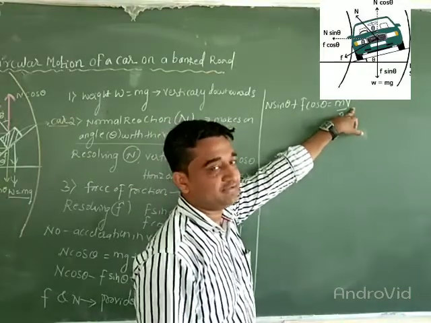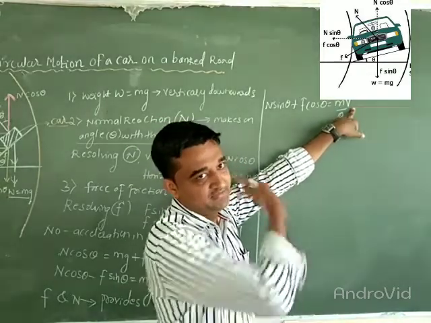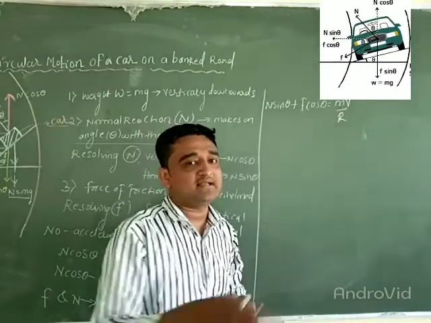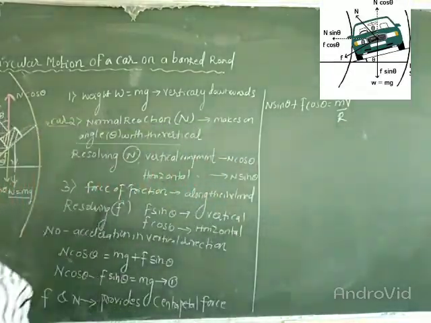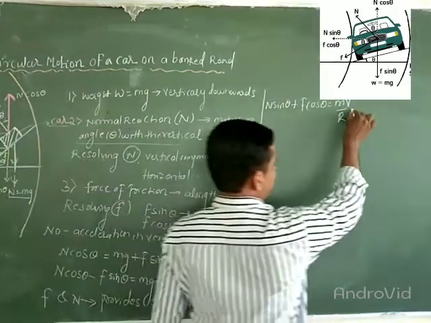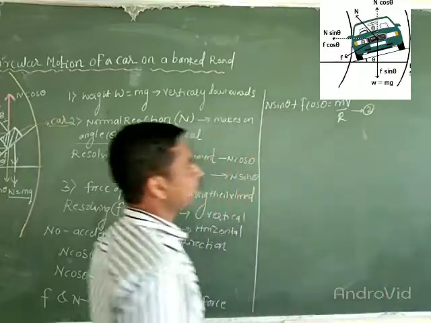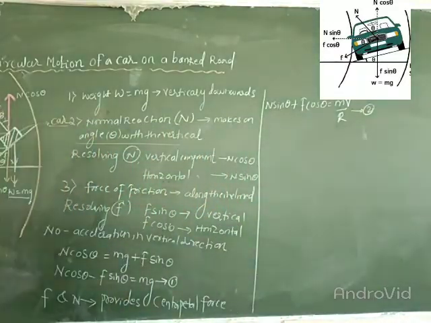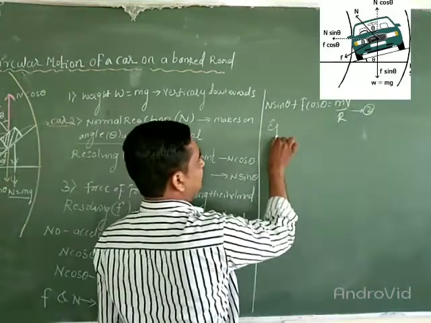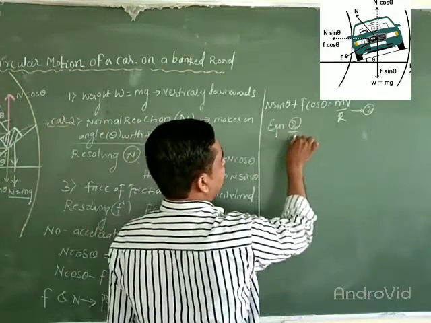Where v is the velocity with which the object is moving, or in this case, the vehicle is moving, and m is mass of the object, and r is the radius of the circular path. So this is the equation 1 we have got, and this is the equation 2. Now finally we have to derive what is the maximum safe speed of a car on a banked road. So now let us divide equation 2 by 1.